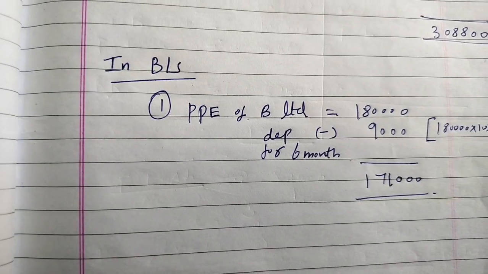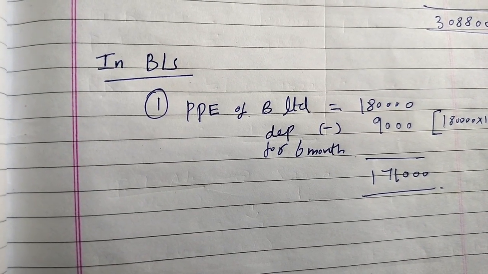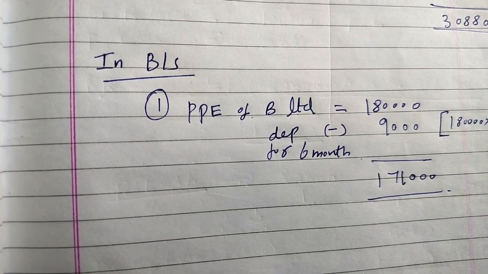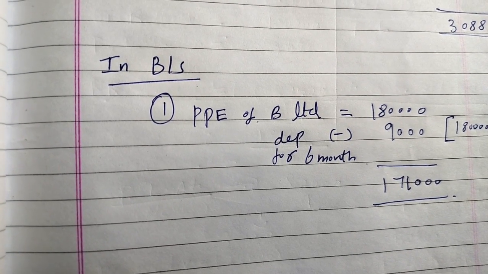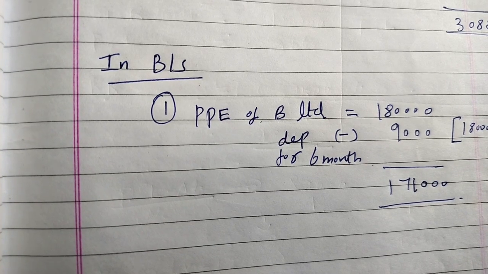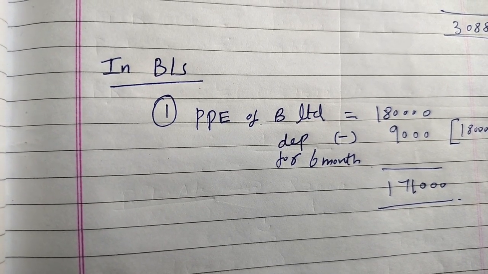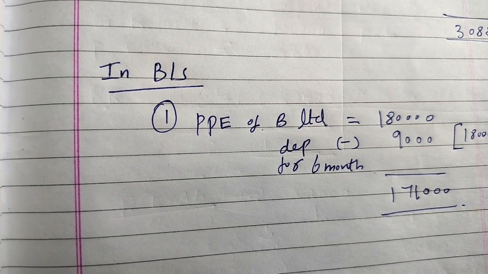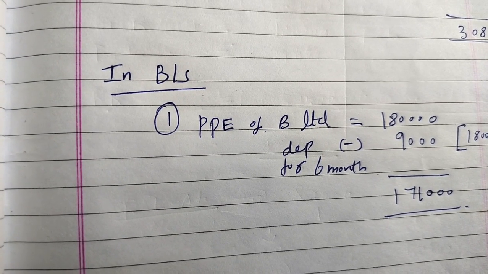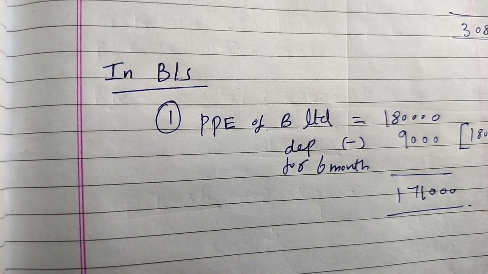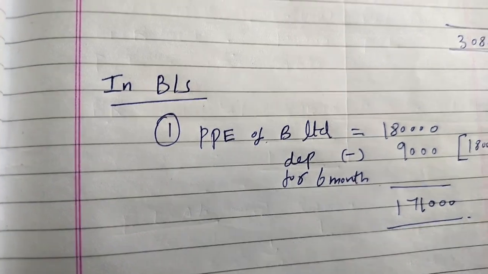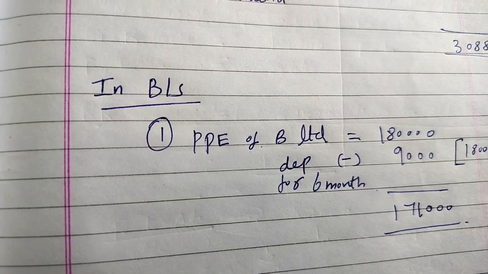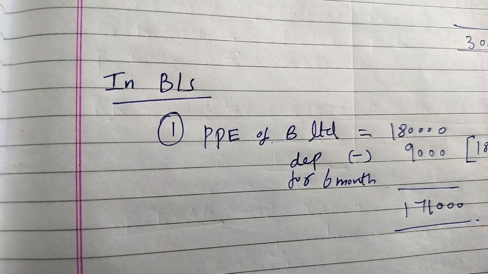That's all. In the balance sheet, PPE of A Limited and PPE of B Limited should be added, right? And for PPE of B Limited, on the date of acquisition, the revalued amount is 1,80,000. After that, we need to provide depreciation for 6 months. Before revaluation, we already provided. After that, we need to provide 6 months depreciation. So 1,80,000 into 6/12 into 10%, we will get 9,000. If we reduce that, we will get 1,71,000.